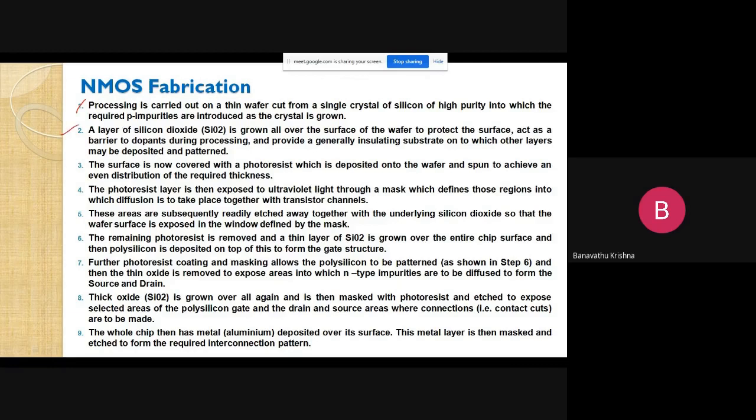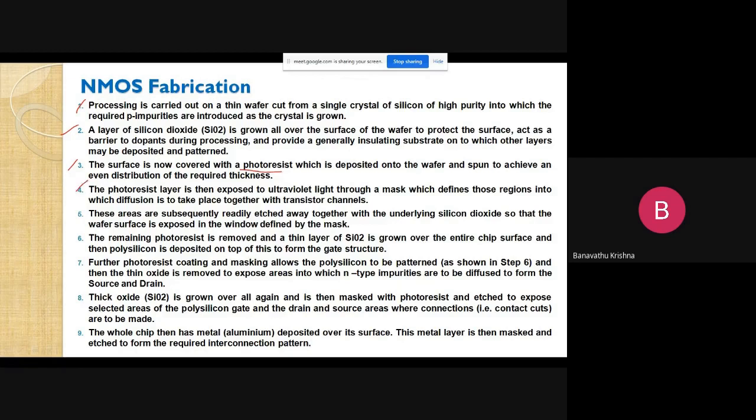And the second point is a layer of silicon dioxide that is grown all over the surface of the wafer to protect the surface, act as a barrier to dopants during processing, and provide a generally insulating substrate onto which other layers may be deposited and patterned. And the third point is the surface is now covered with a photoresist, which is deposited onto the wafer and spun to achieve an even distribution of required thickness. If there are any ups and downs on the surface of this layer, we require a flattened surface of the required thickness. We need to cover the entire surface with this photoresist layer.